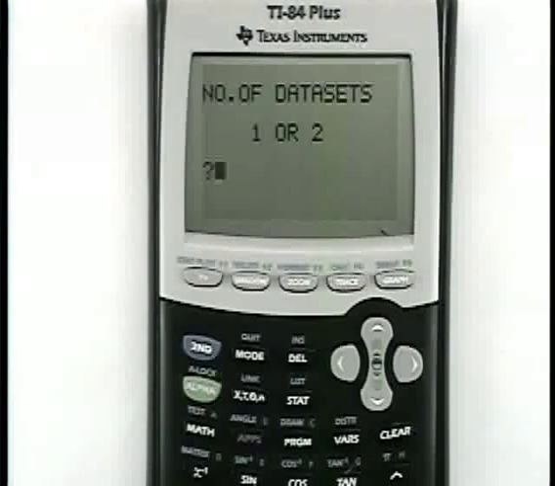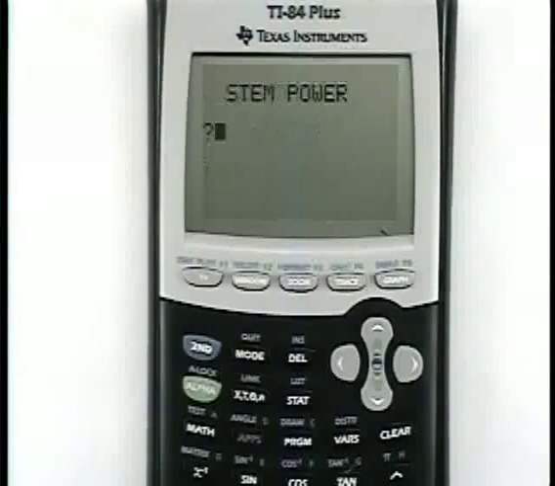Number of data sets, 1 or 2. This is kind of cool. If I had perhaps a day class and a night class, it would actually allow me to do back-to-back stem plots. It would put the leaves from one class to the right, the leaves from the other class to the left, and I can immediately compare what's going on there. So I'm only working with 1 here, so I'm going to select 1, hit enter.